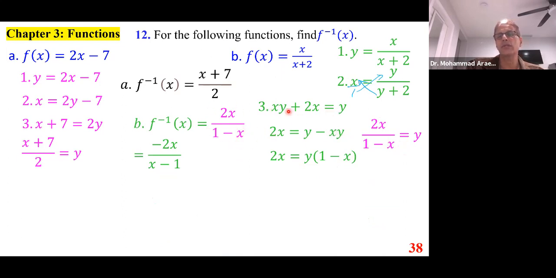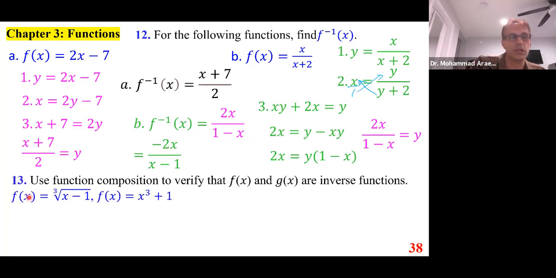If we had moved this in this step differently, okay, so if we had moved this one to the left and 2x to the right, then we would get minus 2x over x minus 1. Notice if you multiply the top by negative, you get negative 2x. If you multiply the bottom by negative, you get minus 1 plus x. So you're multiplying by negative 1 over negative 1. Both are correct.